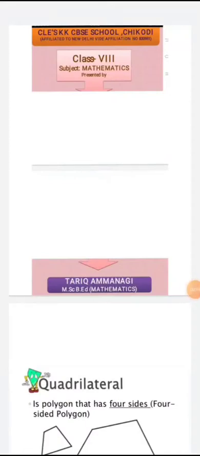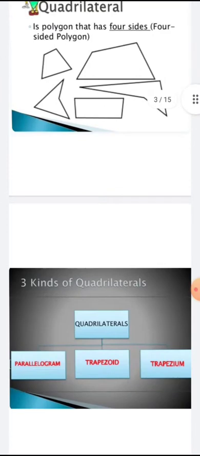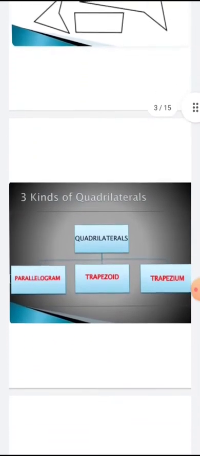So in the last class we completed exercise number 3.2. In this class you are going to study the kinds of quadrilateral. See here, a quadrilateral, as you have studied, is a polygon that has 4 sides. These are examples of quadrilaterals. In this session you are going to study the 3 kinds of quadrilaterals.